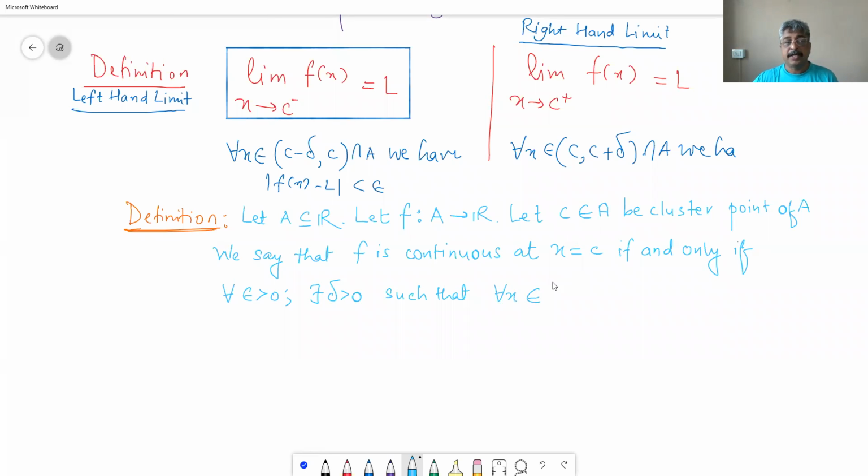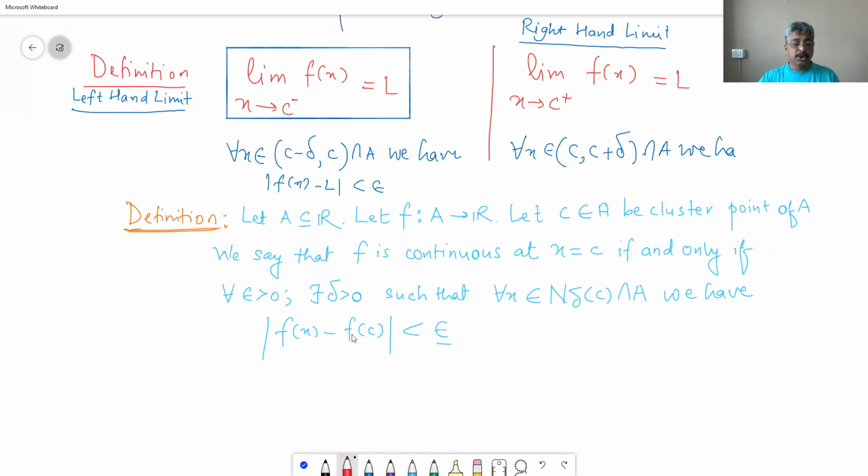Now here the deleted delta neighborhood will not be there because we want C also. The delta neighborhood of C, intersection A. We have the absolute value of f of x minus f of C. Instead of bringing that L, now we are using the value of the function at C, is less than epsilon.